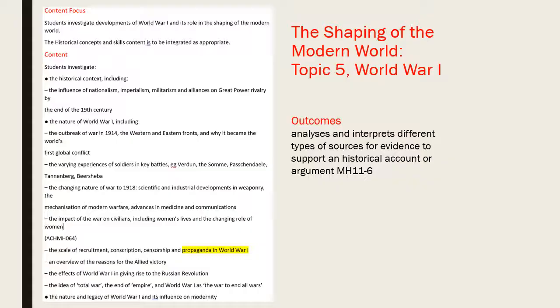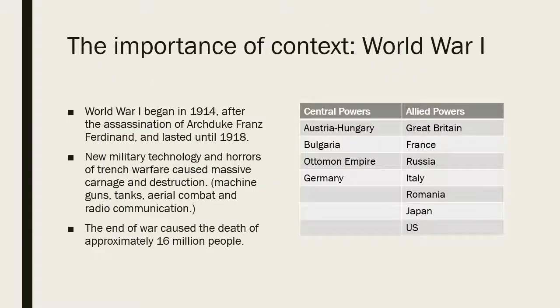account or argument. On slide 3, I have a bit of background information on World War I, which officially began in 1914 after the assassination of Archduke Franz Ferdinand and lasted all the way up till 1918, a lot longer than most people expected it to last. The war was fought between two major groups. One was the Central Powers, which included the following countries: Austria-Hungary, Bulgaria, Ottoman Empire, and Germany. The other was the Allied power, including the following countries: Great Britain, France, Russia, Italy, Romania, Japan, and the US.